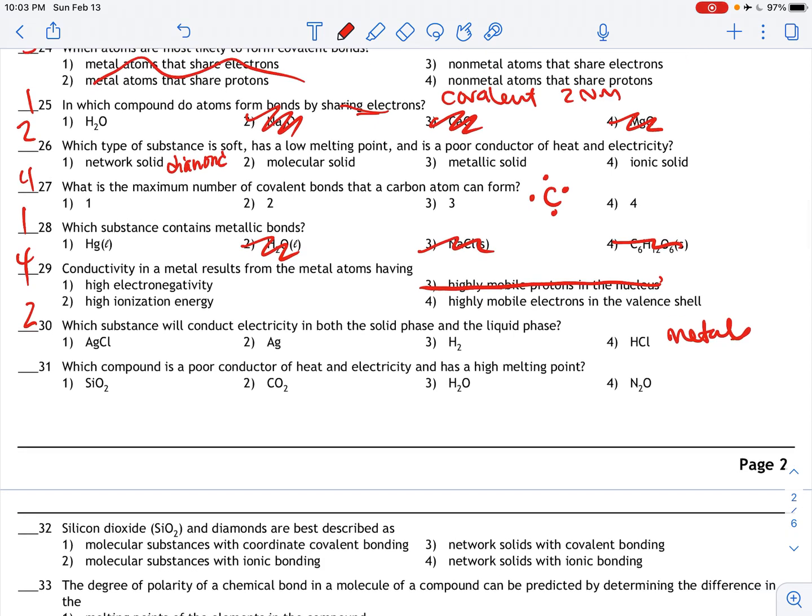Which compound is a poor conductor of heat and electricity and has a high melting point? Poor conductor of heat and electricity with a high melting point. So, let's see.